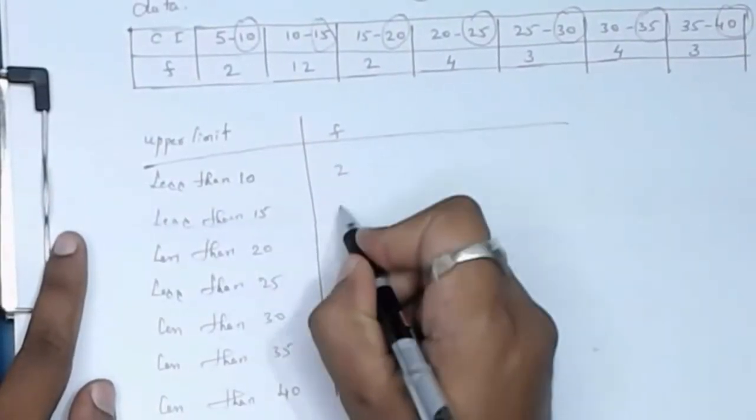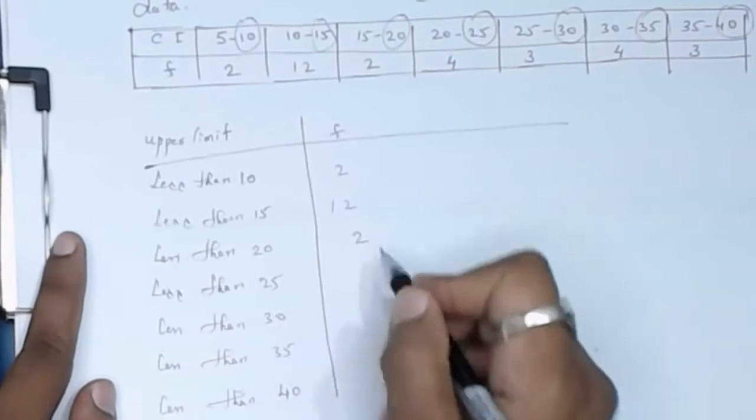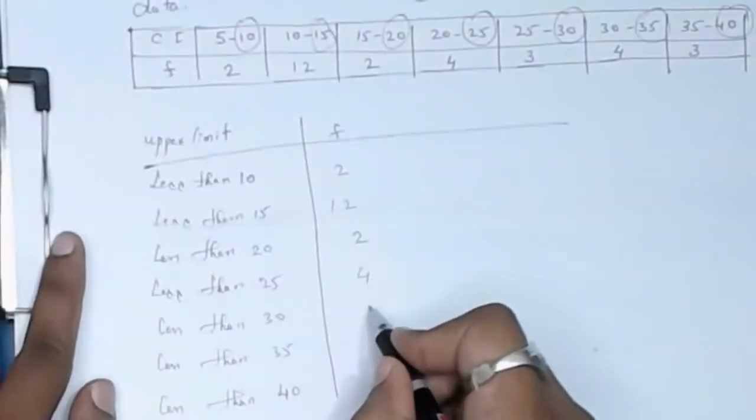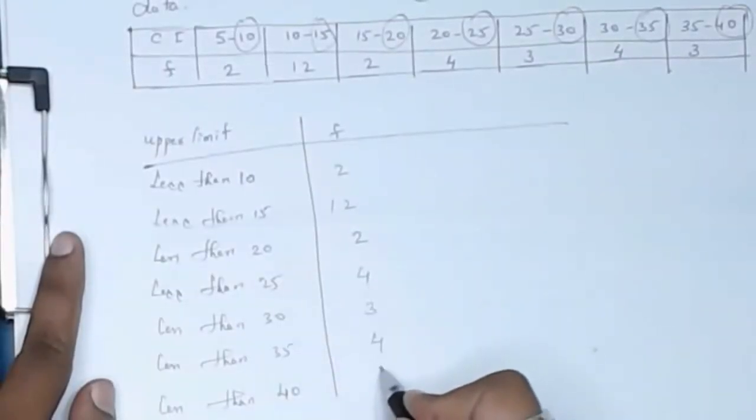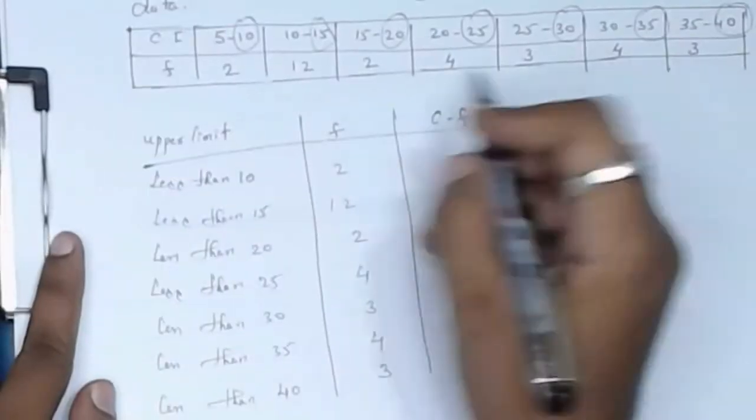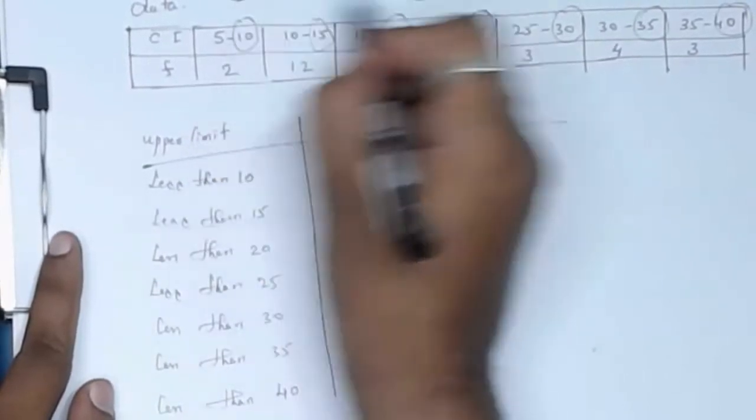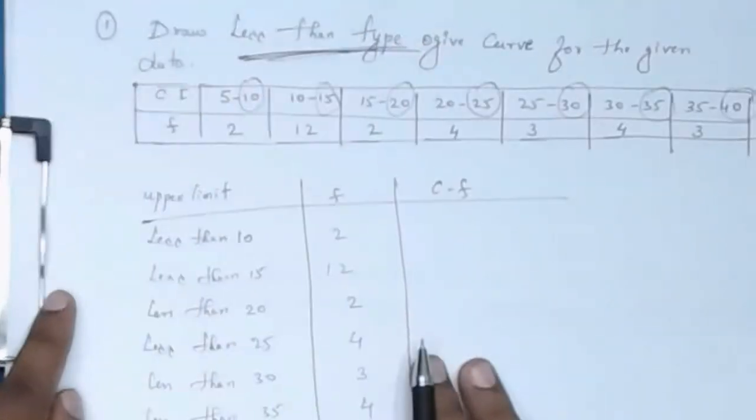What is the frequency that has been given? 2, 12, 2, 4, 3, 4, 3. You should write in order. And next is cumulative frequency. Since it is less than type, can you see here? It is less than type.